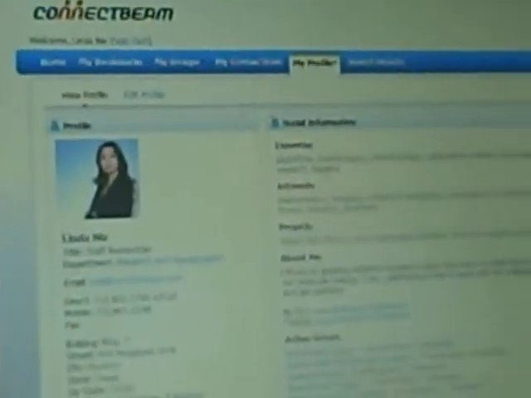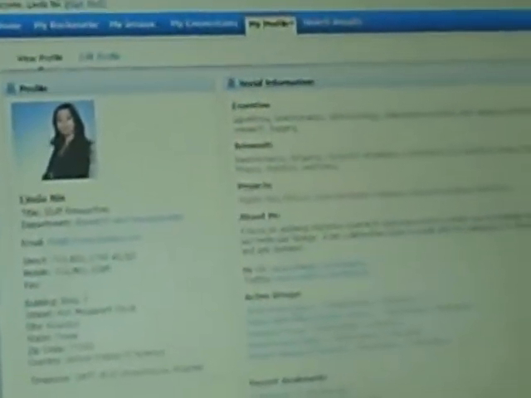So all the information entered is entered inside Connectbeam through your plugins of sorts. Yes. It is actually aggregated into Connectbeam through the plugins.